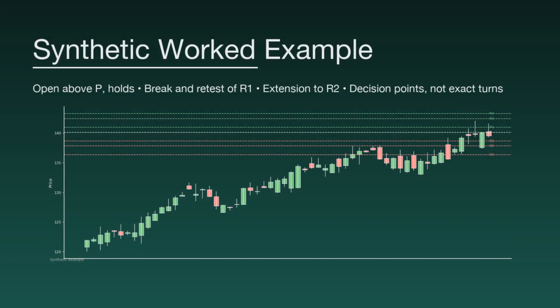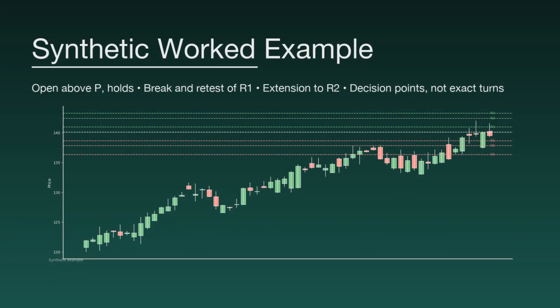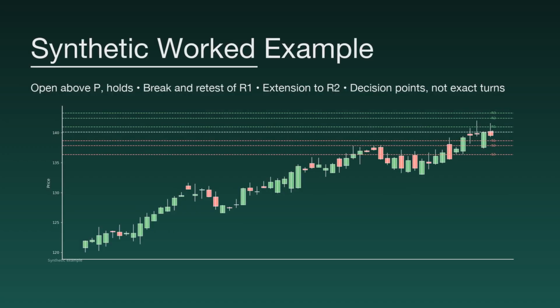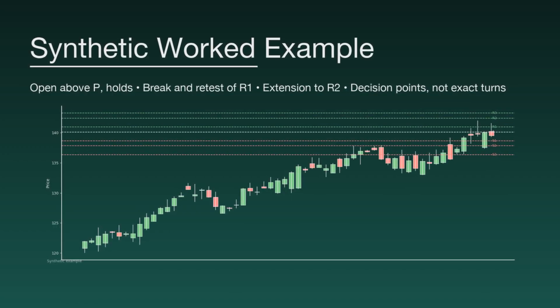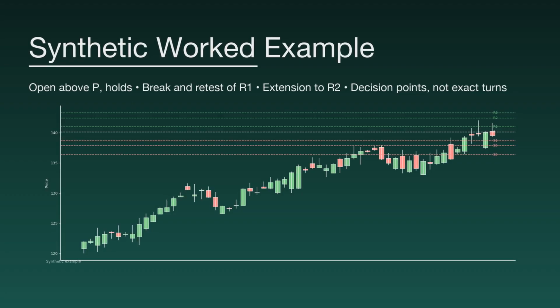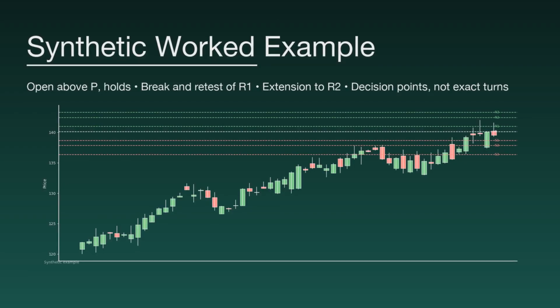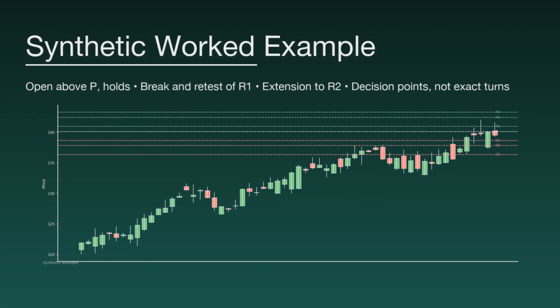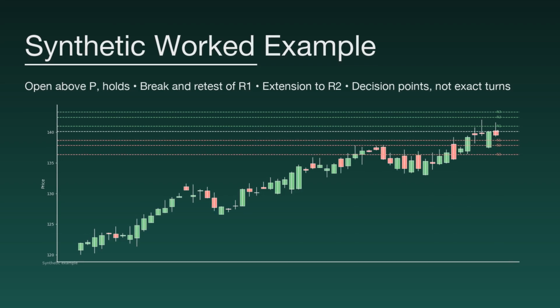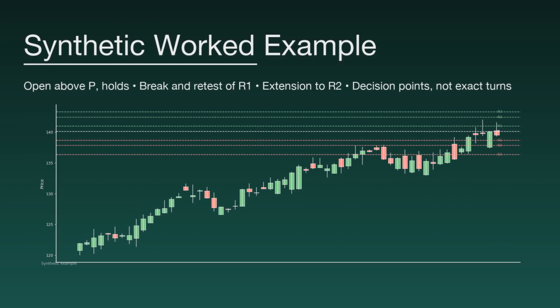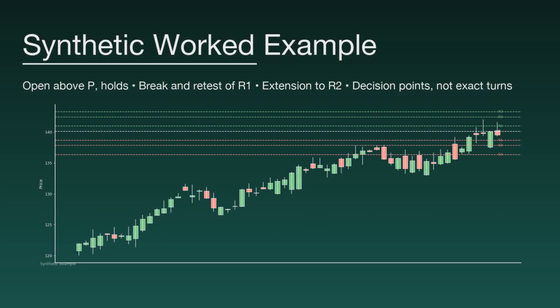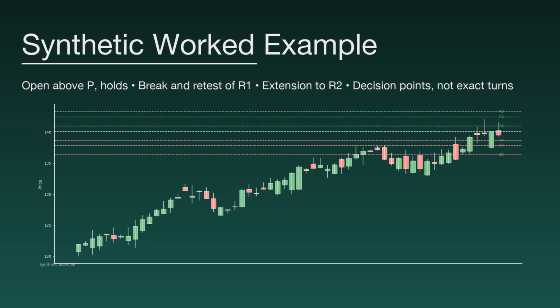Here's a textbook session. Price opens just above P, dips to test it, holds, then rallies into R1. First touch gets faded slightly, but the second push breaks R1 on a wide range candle. A shallow retest holds, and price extends to R2 by midday. The afternoon stalls near R2 and grinds sideways into the close. Notice how each pivot acted as a decision point, not a precise turning point.